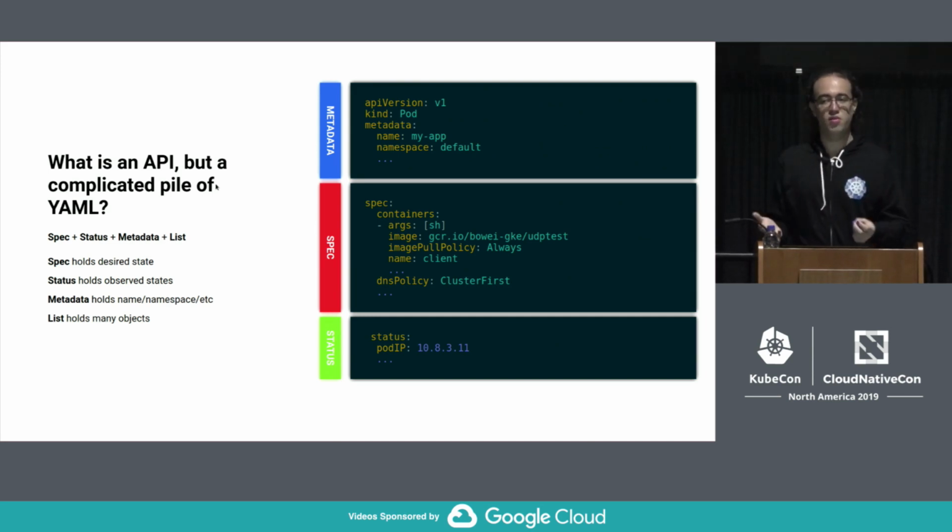And then there's also what we call object metadata. So this is things like name, namespace, labels. Hopefully you all are familiar with that. And then almost all other types have spec and status. The spec contains the desired state, and the status contains the observed state.